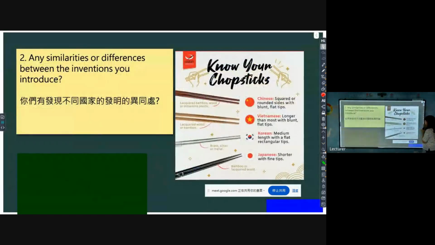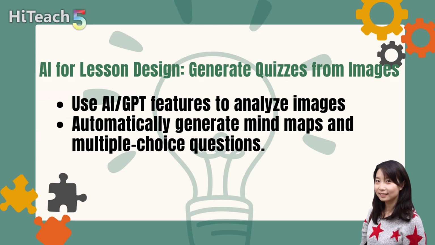And then after the discussion, we can tell them the answer. This is the answer. The reason why Japan has pointed chopsticks is because they are used to eating fish, and for fish meat, you need pointed chopsticks so that you can pick the meat up. So of course, different kinds of food will probably generate different kinds of chopsticks. That's why we got the idea from the invention.